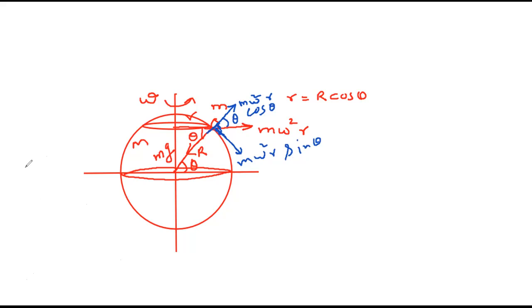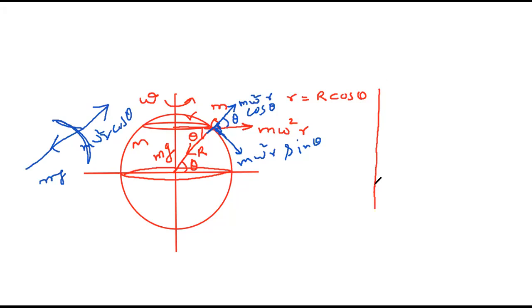Now see, if you see carefully, mg is acting downward and m omega square r cos theta is outward. So where will be the net force? Outward or inward? If the net force is outward, then the body will fly off. So it has to be inward.